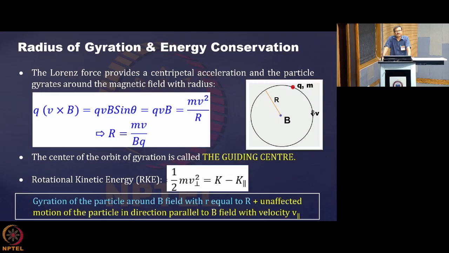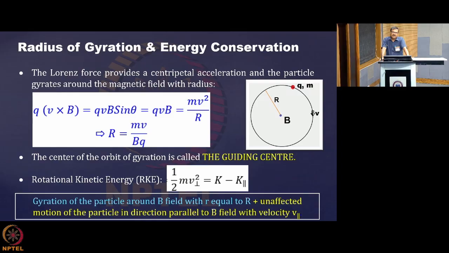The center of the orbit of gyration is called the guiding center. This is just some terminology. And because the total energy is constant, the rotational kinetic energy is half m v perpendicular squared. V perpendicular is the velocity component in the direction perpendicular to the magnetic field. So this is the orbital motion, and that is equal to K minus K parallel.